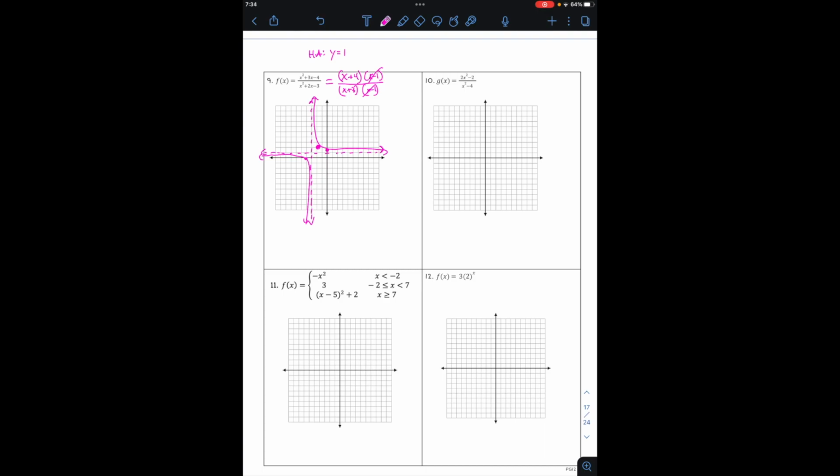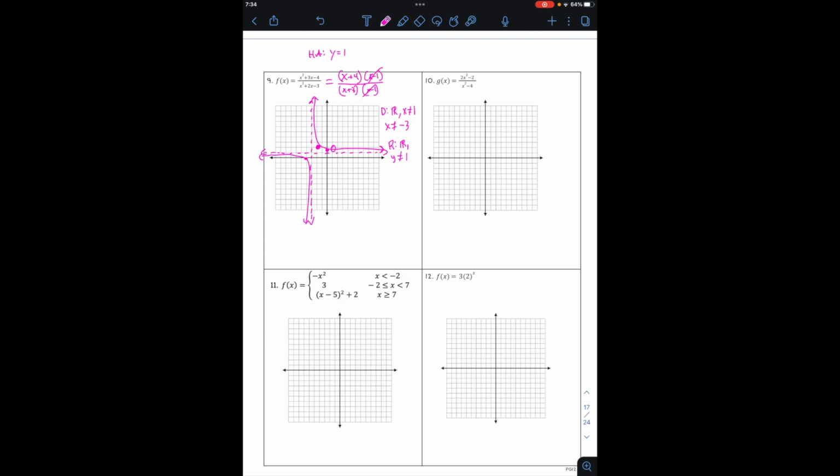All right, so our domain is all real numbers except x cannot equal... Oh, I almost missed something. We have a hole at positive 1. So right here, we got a big old hole in the function. So ignore that I drew a line through there. There's a hole. So x cannot equal 1, and x cannot equal negative 3. Our range is all real numbers except y cannot equal 1.